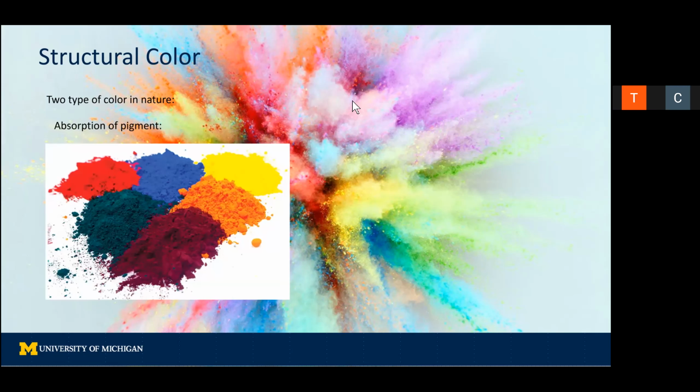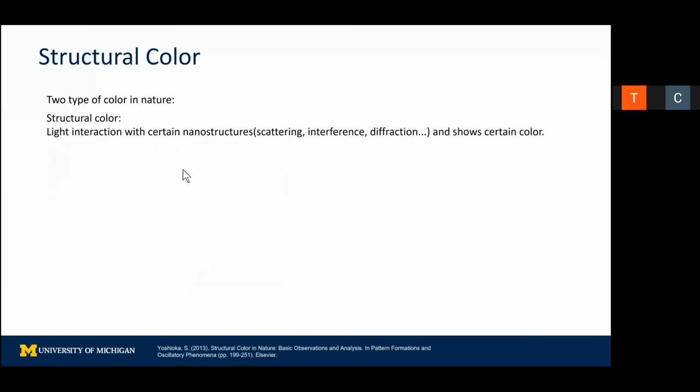You might have carnival clothes or carnival books or anything like that. I think they might use this pigment. However, one disadvantage is that pigments usually fade after several years or a longer time, and they usually have a low resolution. And the second type of color is called structural color.